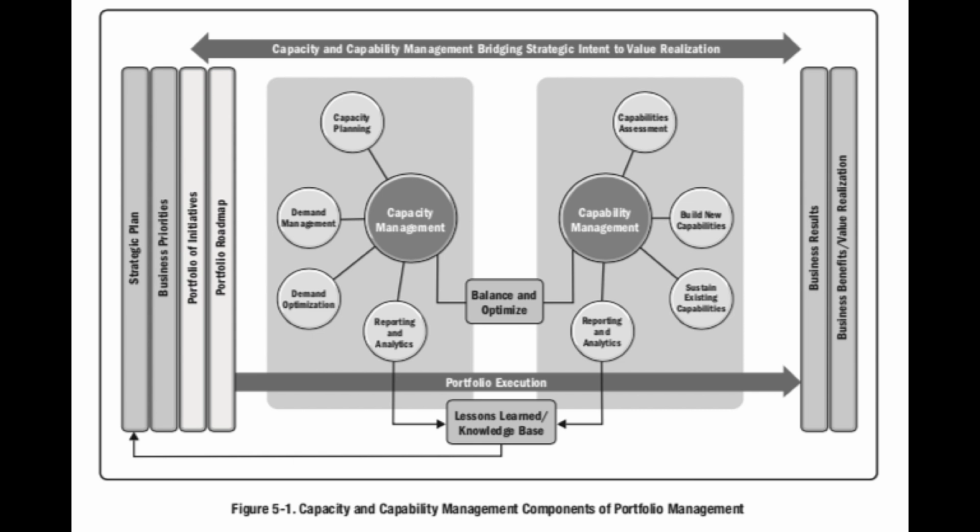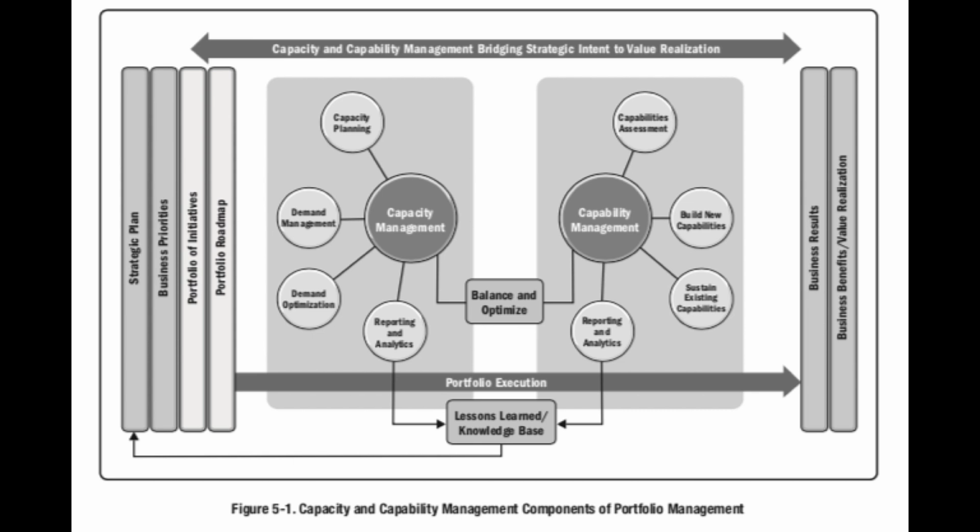So, let's pull it all together. Capability management, according to PMI, is about more than just having enough people. It's about having the right people with the right skills to deliver on your strategic goals. It starts with assessing what skills you currently have, then building new capabilities to fill any gaps. Alongside that, you need to sustain your existing capabilities to keep your team sharp. And all of this needs to be supported by data, analytics, and regular reviews to ensure your strategy is working and remains aligned with your portfolio's needs.